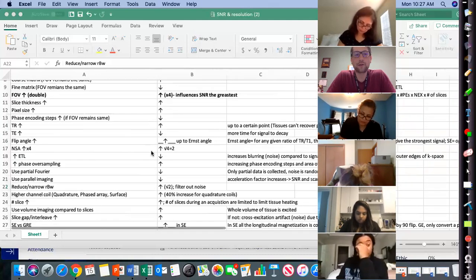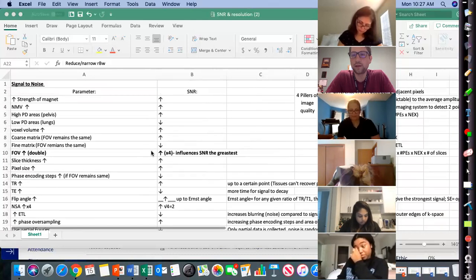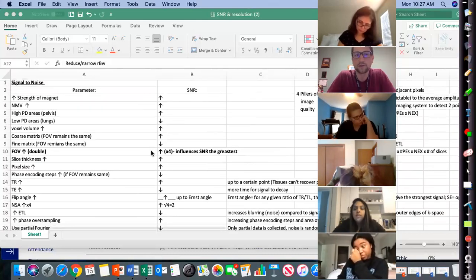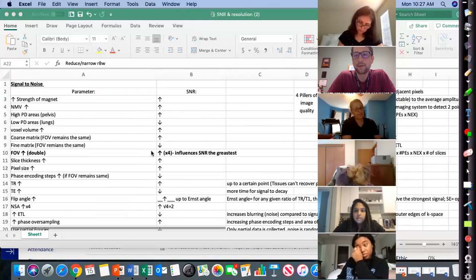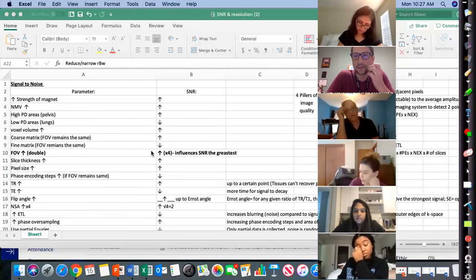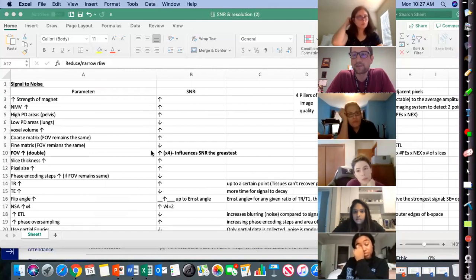So those are basically all the parameters that we can change on your MR console in terms of signal. When you guys go to clinic, I suggest maybe printing this out and having this available, so that if you are struggling to get more signal on your image, these are some of the things that you can adjust to improve your signal.